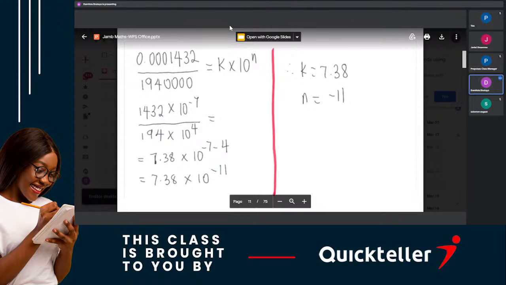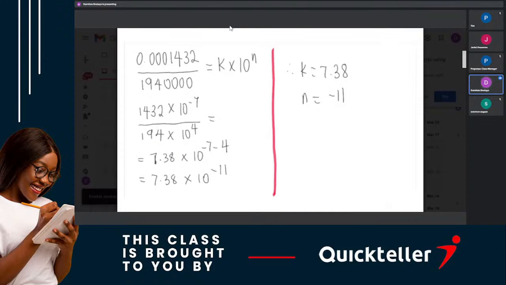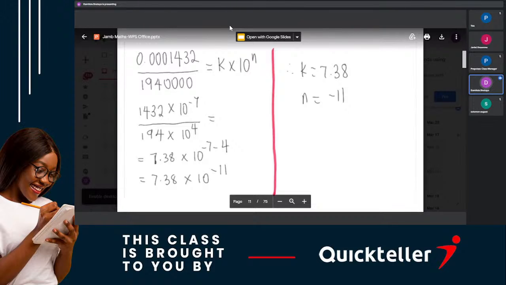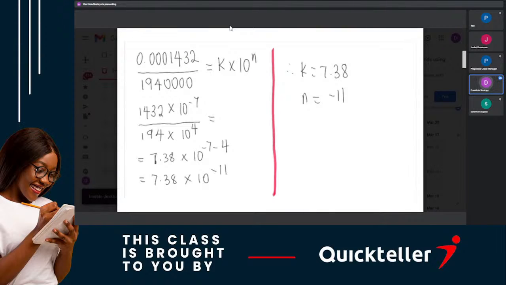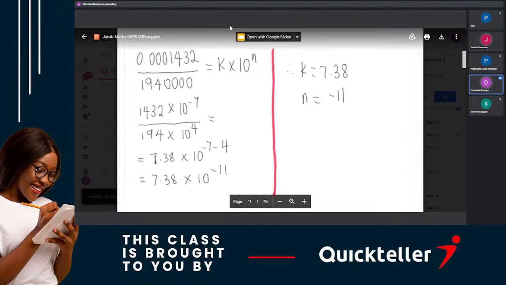0.001432. You will just go 1, 2, 3, 4, 5, 6, 7. That's 1432 times 10 to the power minus 7. Then the one below, I'll move 1, 2, 3, 4 to the back of 4, and that gave me 194 times 10 to the power 4. Okay, now I'm going to divide the number separately from the tens.